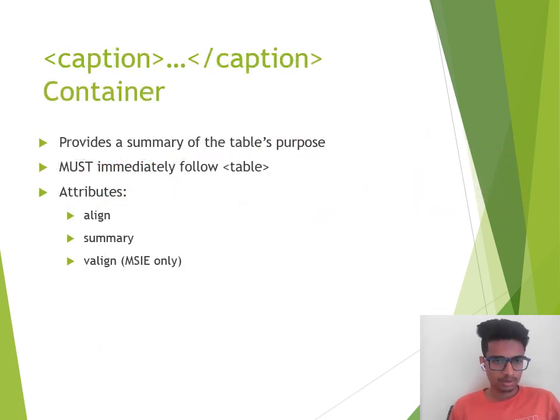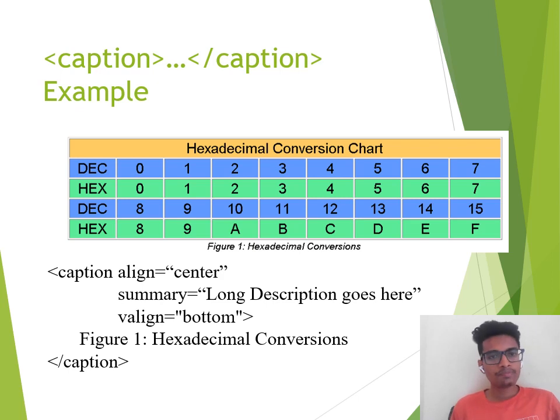The caption. There's an extra caption tag that provides a summary of the table purpose, and must immediately follow the table tag. The attributes are align, summary, and valign. So let's look at an example. The caption tag here is aligned to the center. The summary is equal to long description goes here. These are all the inline styling types that have been used in this code.